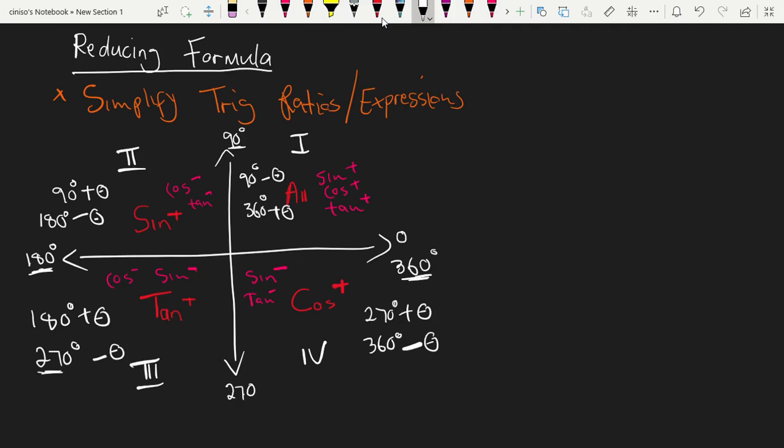So these are the angles that lie in your CAST diagram. You must be able to identify them, as it will help you to understand which trig ratio is positive in which quadrant.